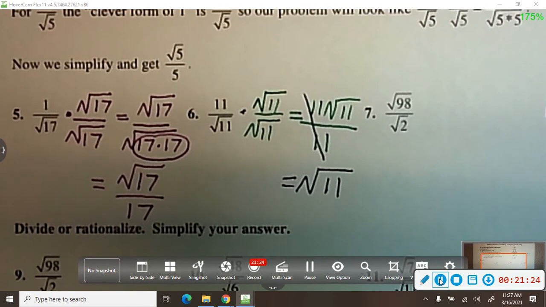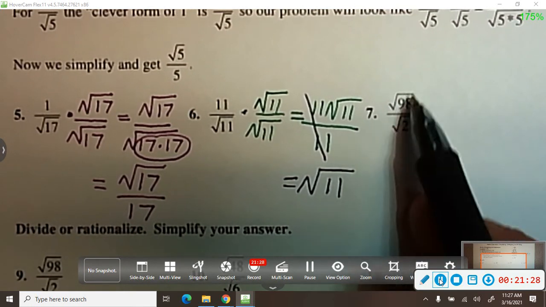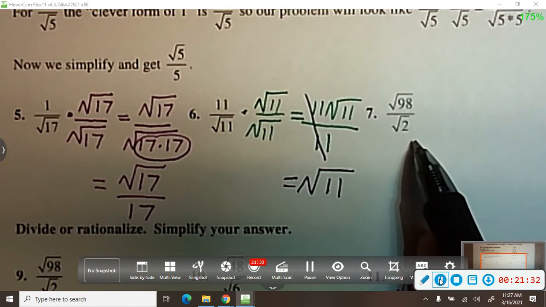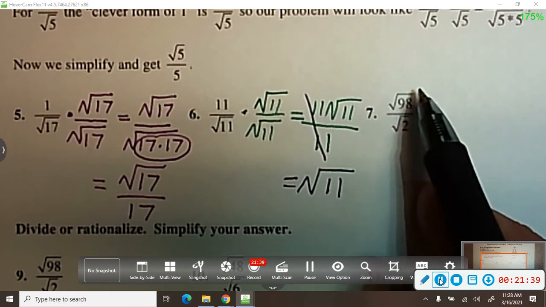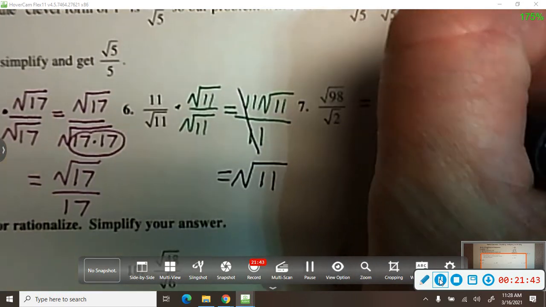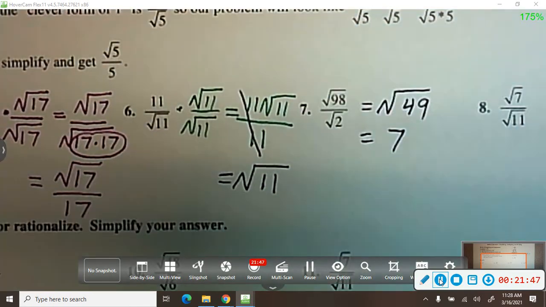So you might get in a habit and you start multiplying by square root of 2 over square root of 2. But notice here I could reduce this. So instead of multiplying by square root of 2 times square root of 2, which you could do and get the same answer, instead, let's go ahead and reduce 98 divided by 2 because they're both in a radical. 98 divided by 2 is 49. And the square root of 49 is 7.